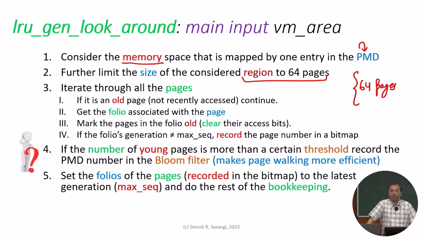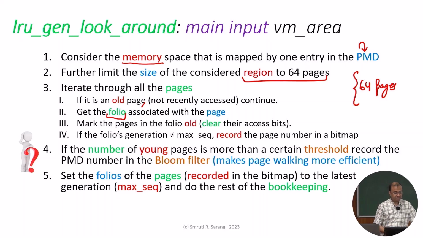You iterate through all the pages in this set of 64, right? So if you're, let's say, evicting some page, you go to its PMD entry. Out of those 512, you choose a window of 64. You iterate through them and you perform your bookkeeping. The reason this is done is because if something is being thrown out, let's look at what is happening in its neighborhood. So if it's an old page, nothing needs to be done. Else, if it is a young page, find the folio associated with it and mark all the pages in the folio as old, which means you will clear their access bits.